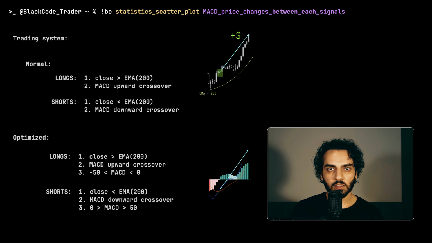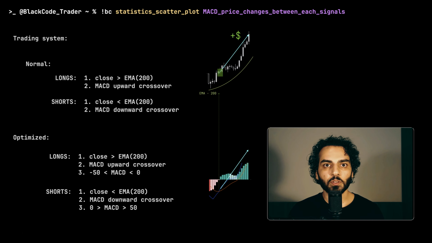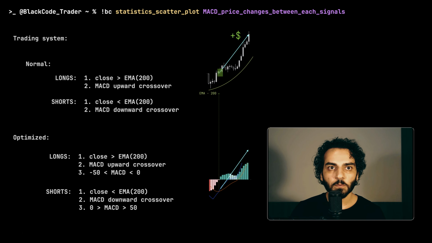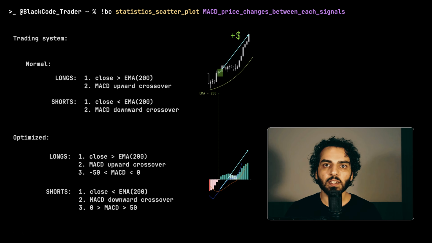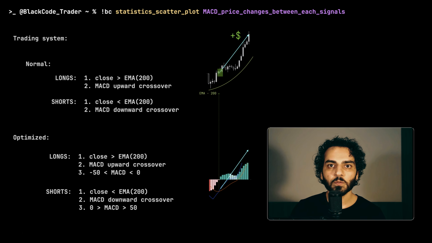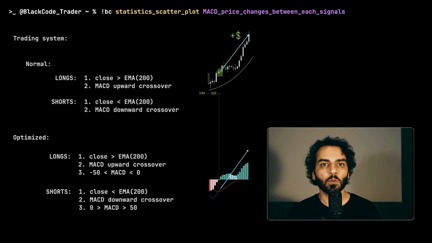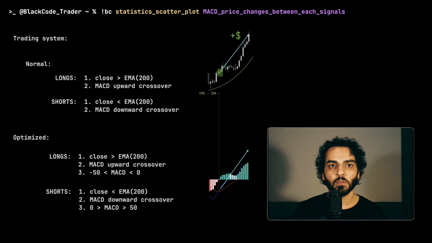So now it's time to ask the most important question. What will happen if we apply this new knowledge to our simple trading system? Our strategy was to enter the market for long trades when the price moves above the EMA 200. Then we wait for a bullish MACD crossover to enter. For short trades, we look for the price to move below the EMA 200 and a bearish MACD crossover. And now I just add a new condition, which is that the crossovers should be in a specific range. For longs, between -50 and 0, and for shorts, between 0 and 50.